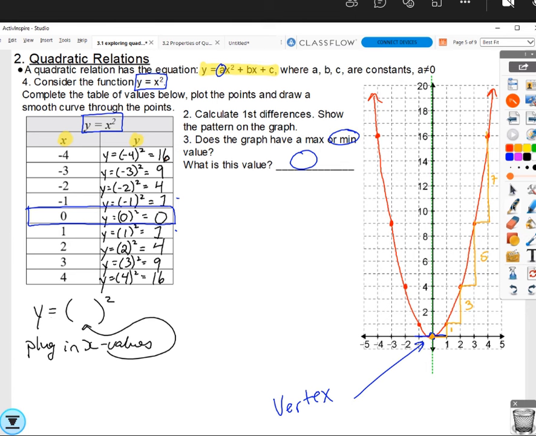And for every x value, we subbed it into the equation y equals x squared, every x value, and we got that y output, right? So each one of these, like negative 4, 16, negative 4 up to 16, and that's how we got every single coordinate on here. Notice that it creates this smooth curve.